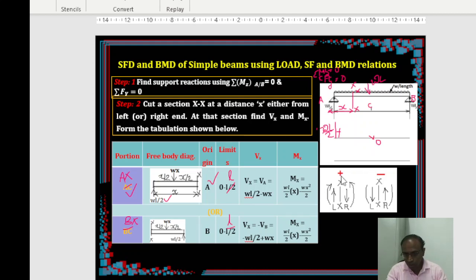As I told you, this expression can be used even till the end. Put x equal to L. Then what happens? If you put x equal to L, this is going to be minus WL by 2. So let us mark that, minus WL by 2. Okay, so I got this value also. Join that. This is a linear equation like y equal to mx plus c, so join with a straight line. This is your SFD.